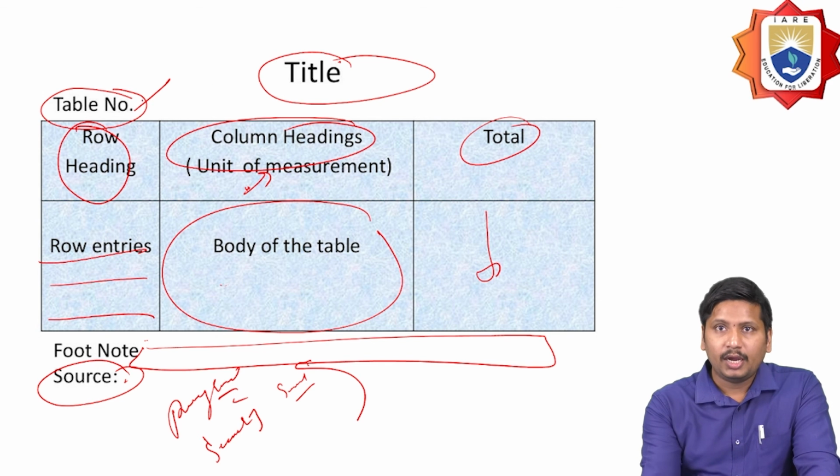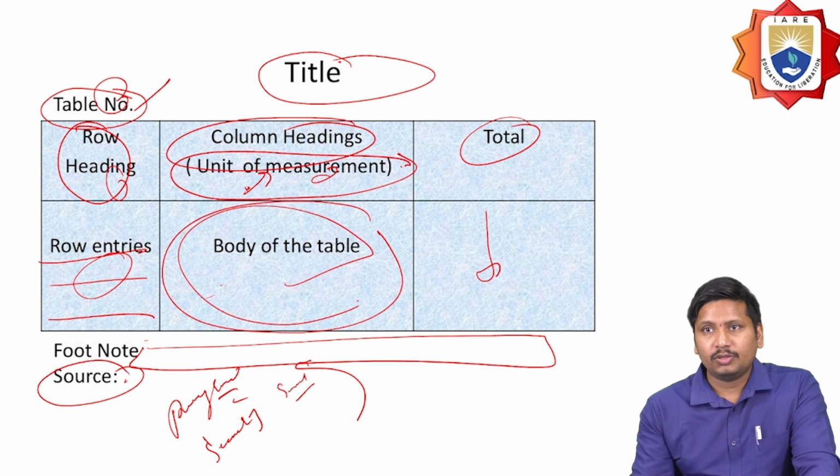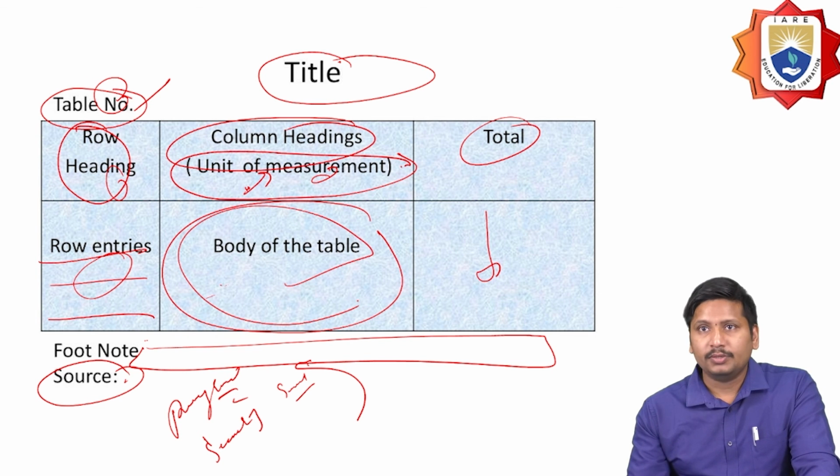So title, and then the table number, row heading and column heading, the measurements have to be given, and row entries are going to be specified, and the remaining thing is the body of the table.